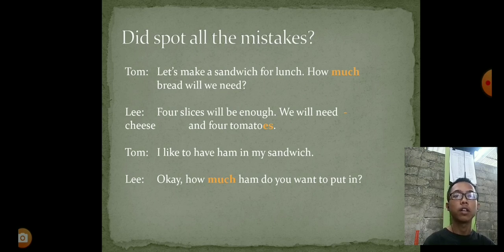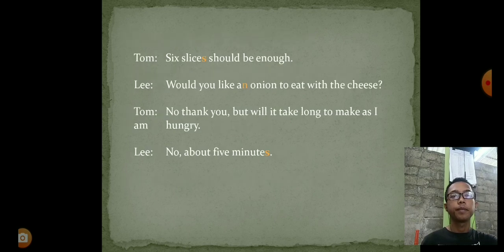4 slices will be enough. We will need cheese and 4 tomatoes. Tomatoes with es because there is more than one. I like to have ham in my sandwich. There is no correction. Then okay, how much ham do you want to put in? How much ham? So there is no a or an in front of ham, so the ham is uncountable.